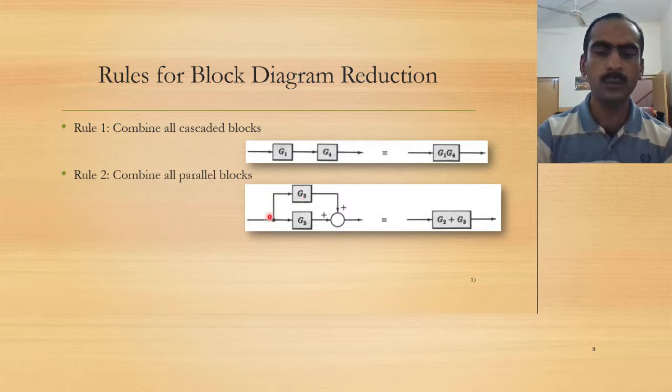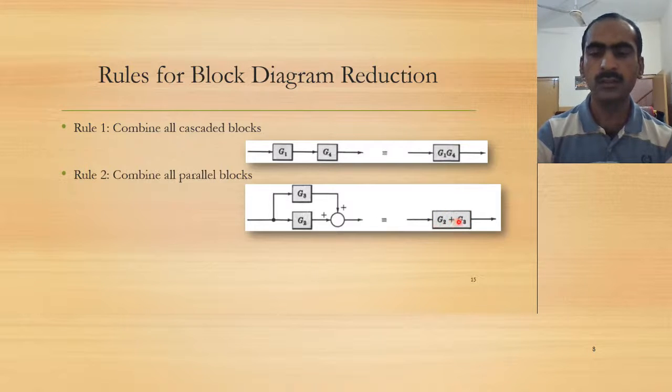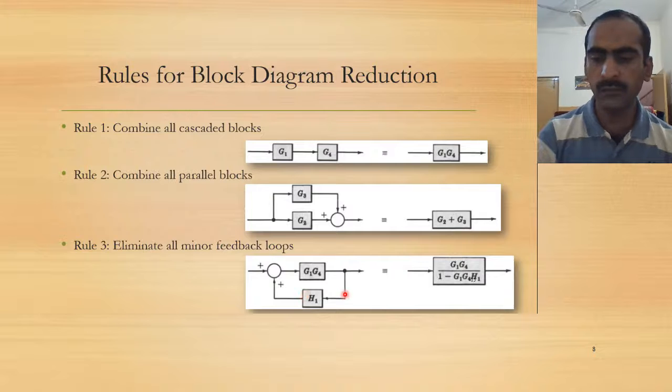Then rule 2 is when we have two parallel blocks. Here, G2 and G3 are parallel, being added together, and they can be replaced by a single block whose transfer function is the summation of the individual blocks. Then we have a feedback loop. Here we have a forward gain and a feedback gain. It would be replaced by this particular thing: the forward gain over 1 minus the forward gain times the feedback gain.